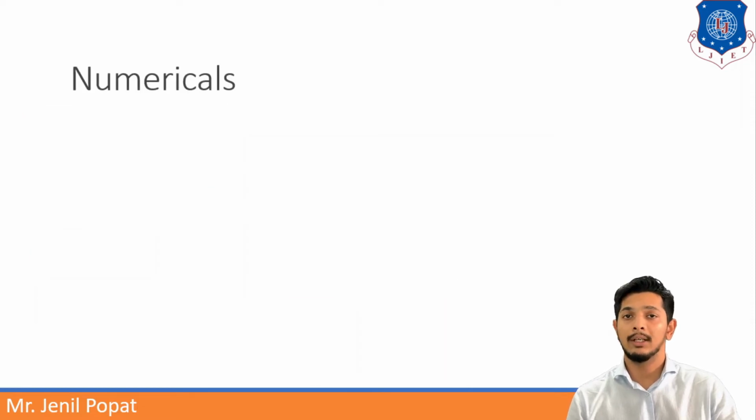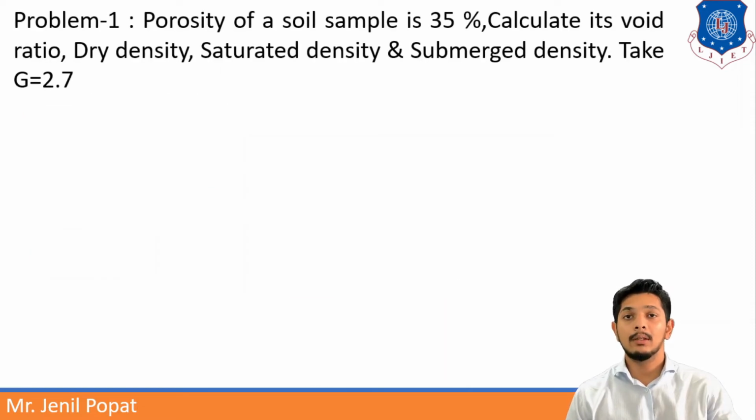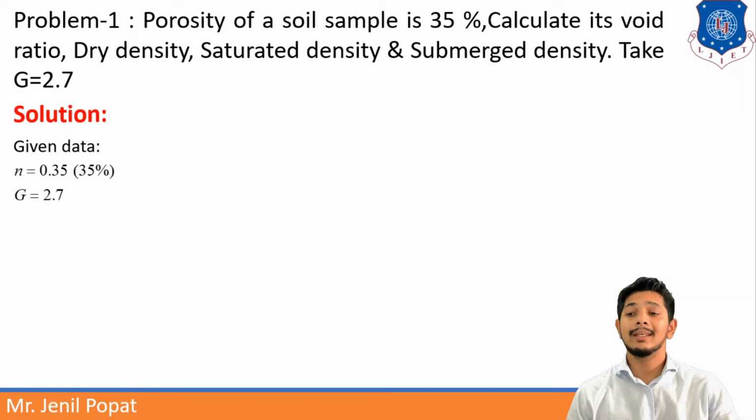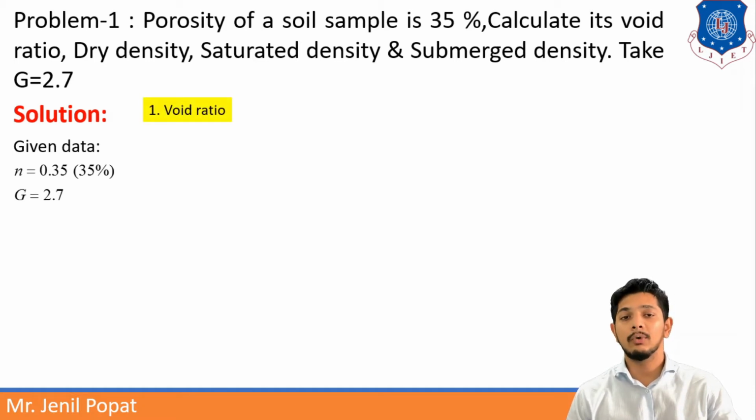Let us move to numericals now. Problem number 1. In this problem, the porosity of a soil sample is given as 35%, and we need to find the void ratio, dry density, submerged density, and saturated density. Take G is equal to 2.7. Let us solve this with all the formulas we have summarized. Given data can be written as n, porosity, 0.35 and G, specific gravity, 2.7. Now finding out the first item, that is void ratio.